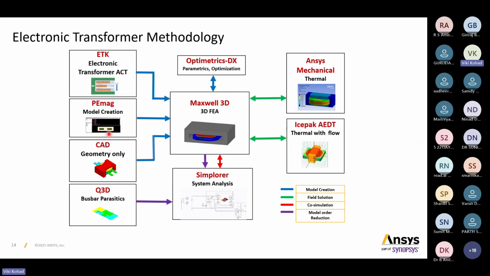Then this is the methodology. There are four methods in Ansys to create the transformer design. The first method is the ETK method. ETK is basically the Electronic Transformer ACT extension. So now the question is, what is that ACT extension? ACT extension is like a ready-made toolkit for the transformer only.